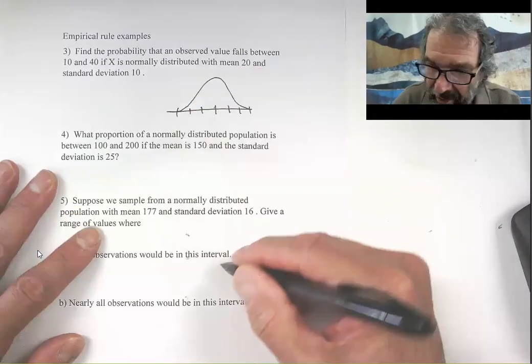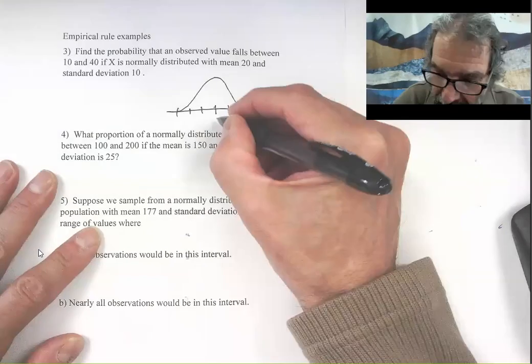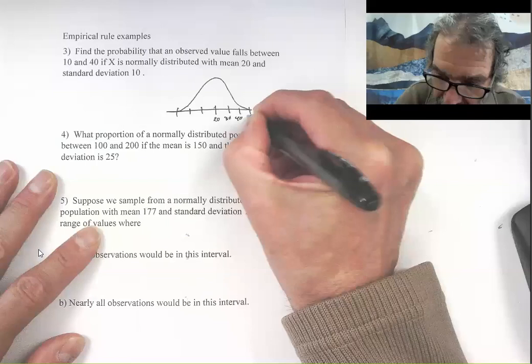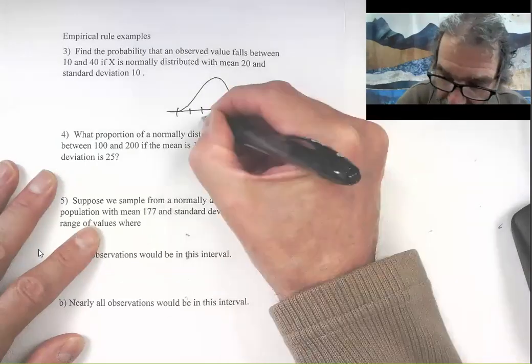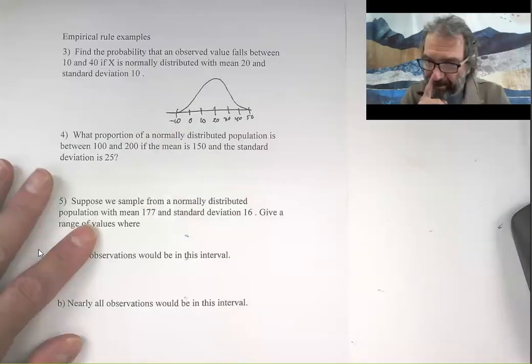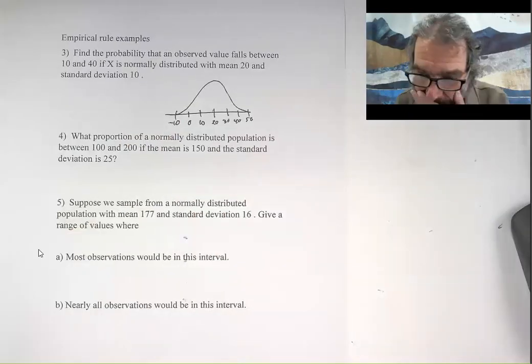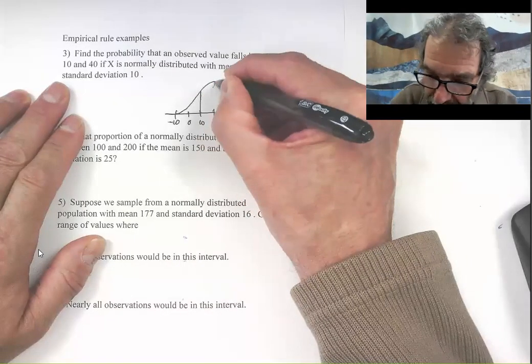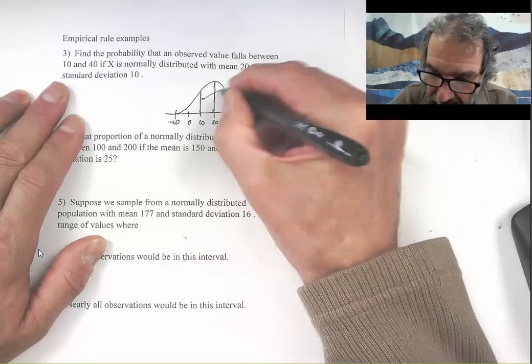The mean was 20, 30, 40, 50, like that. 10, 0, minus 10, like that. To do it right, mean 20, yeah, it looks like it. And then we want to be between 10 and 40. So it's all of this.